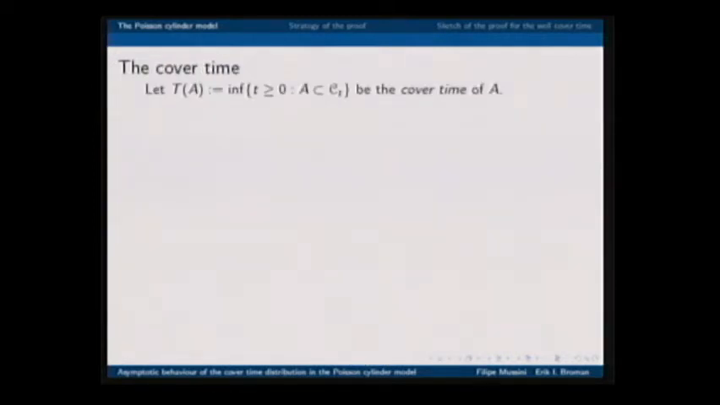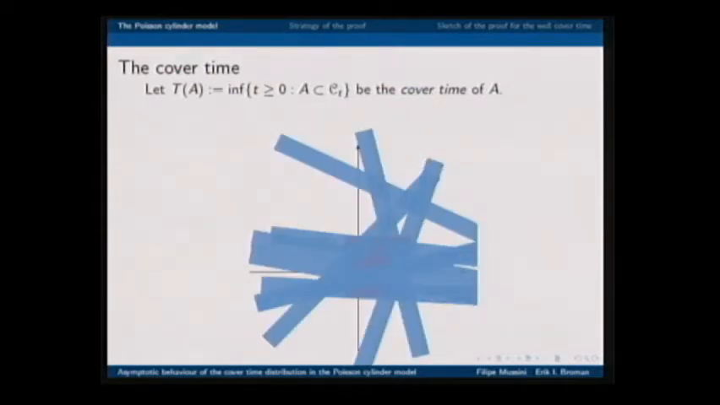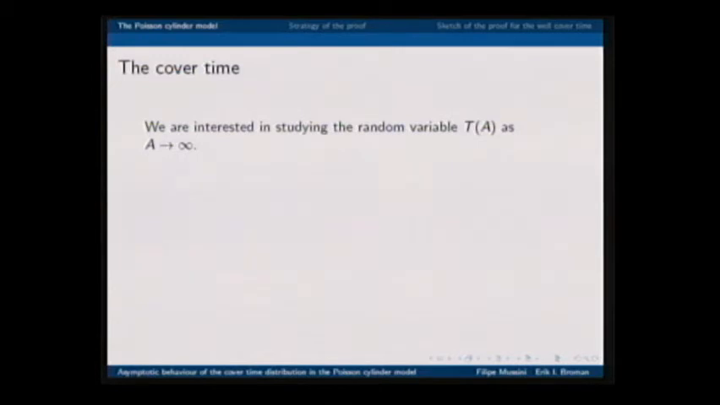Then we can define the cover time. This is the smallest time such that some set is completely covered by your cylinders. So here, in this example, we take this red square, and then we check the first time that this is completely covered by your cylinders. We will be interested in studying this cover time when our set grows to infinity in some sense. So this is what we will be studying.